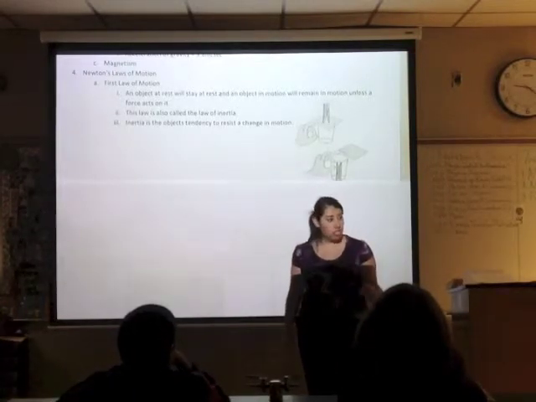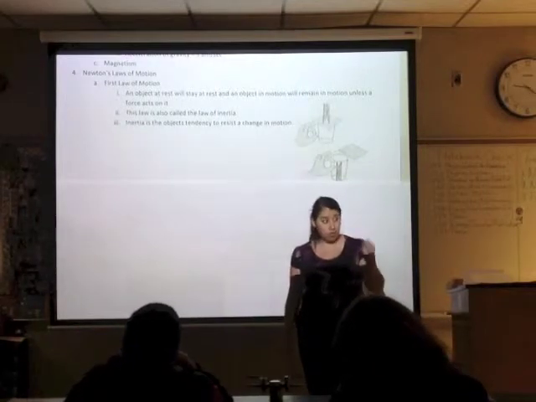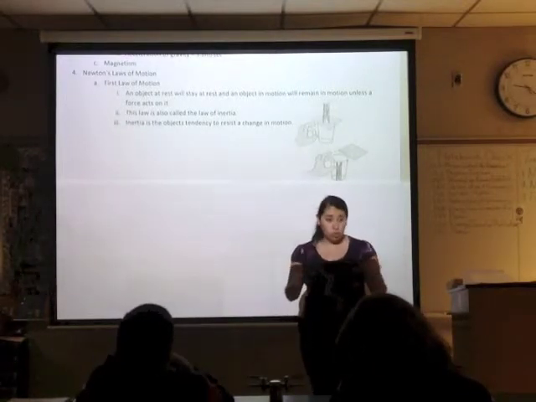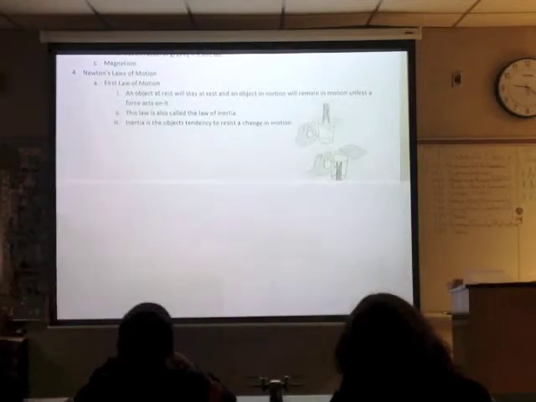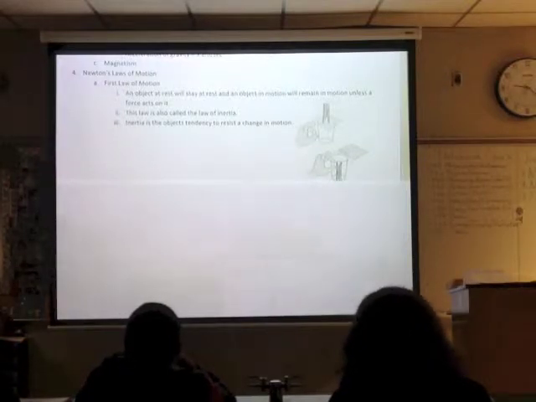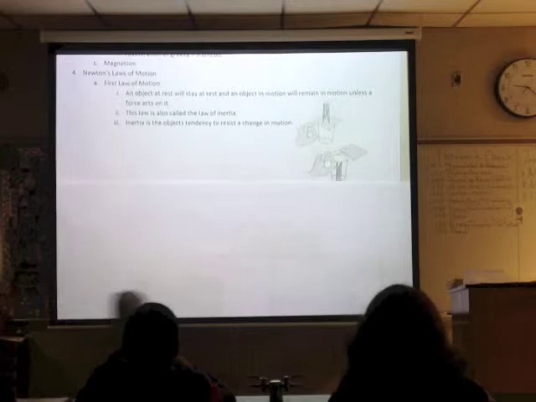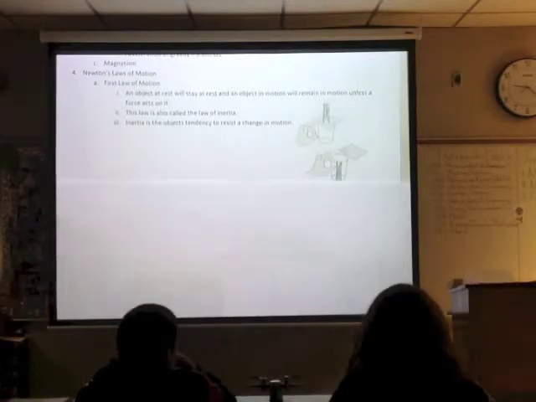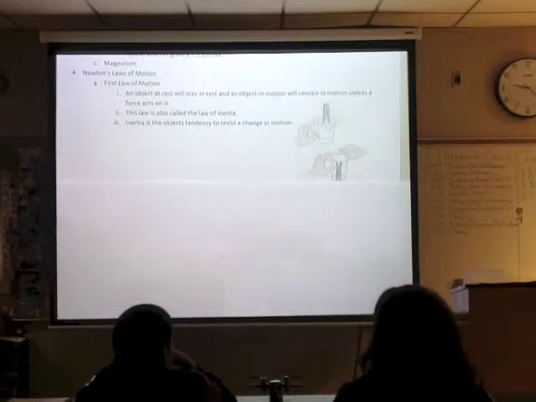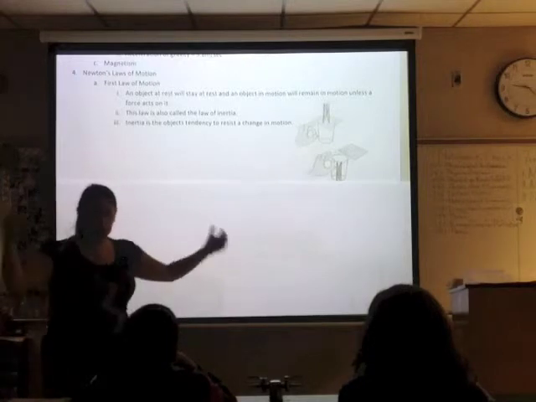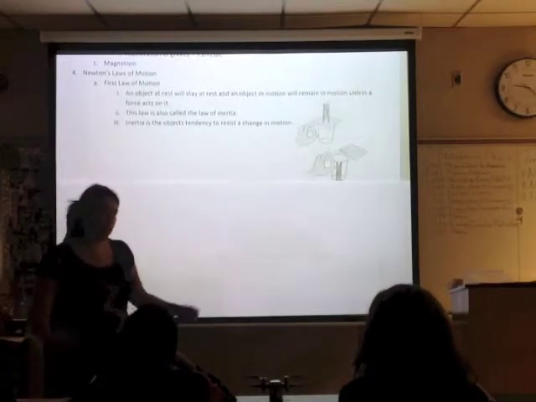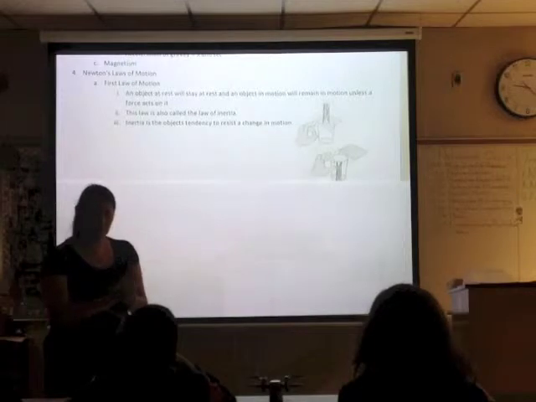Because the law of inertia says that if an object is moving at a specific speed, it's going to want to keep moving. So, here's my question to you. According to this law, if I take this chair and I push it, it should continue to go and go and go forever and ever, but it doesn't. Why? Friction. What is friction? It's a force acting on it. And what does it want to do? Stop it. Okay?